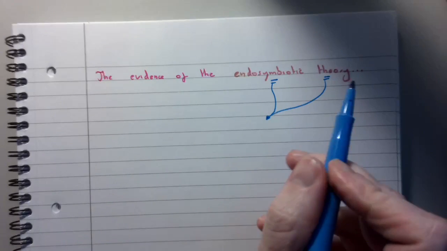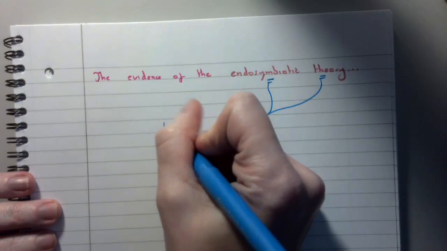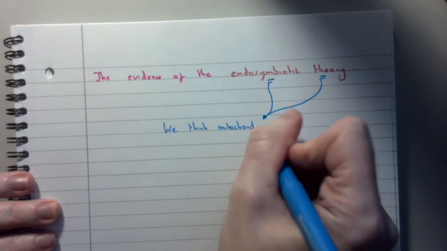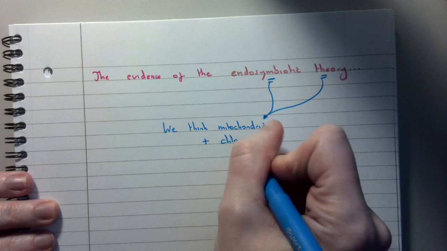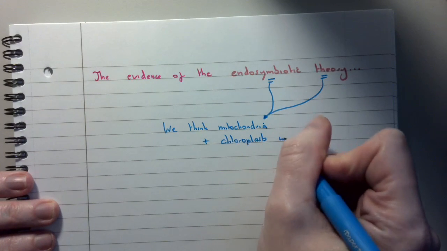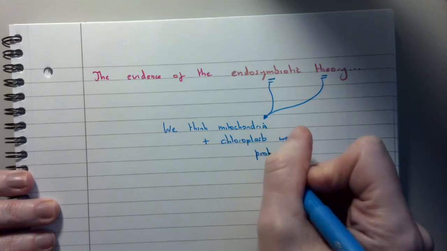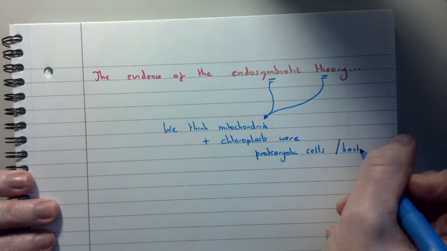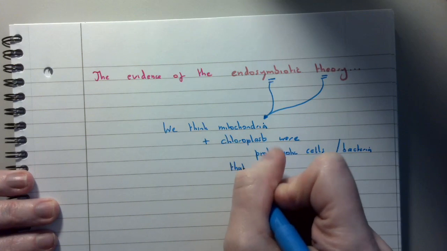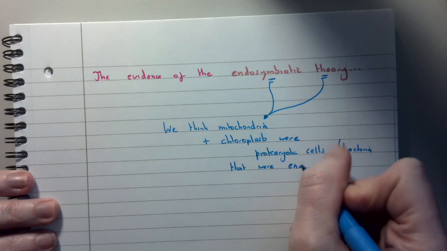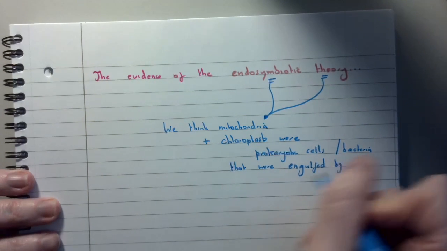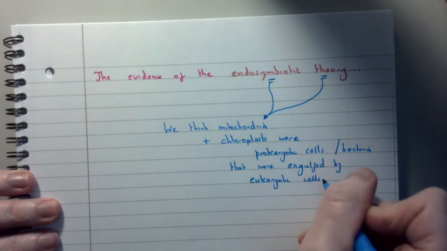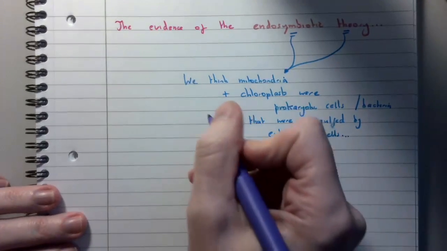So basically, the endosymbiotic theory says we think mitochondria and chloroplasts were prokaryotic cells, which are basically bacteria, that were at some stage engulfed or taken in by eukaryotic cells. And the evidence that supports this is what you need to write in the exam.